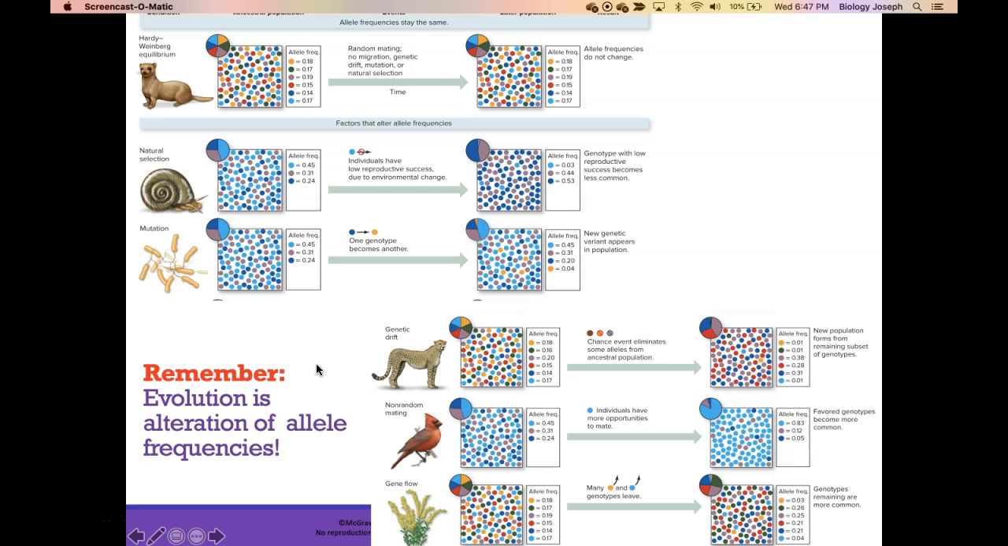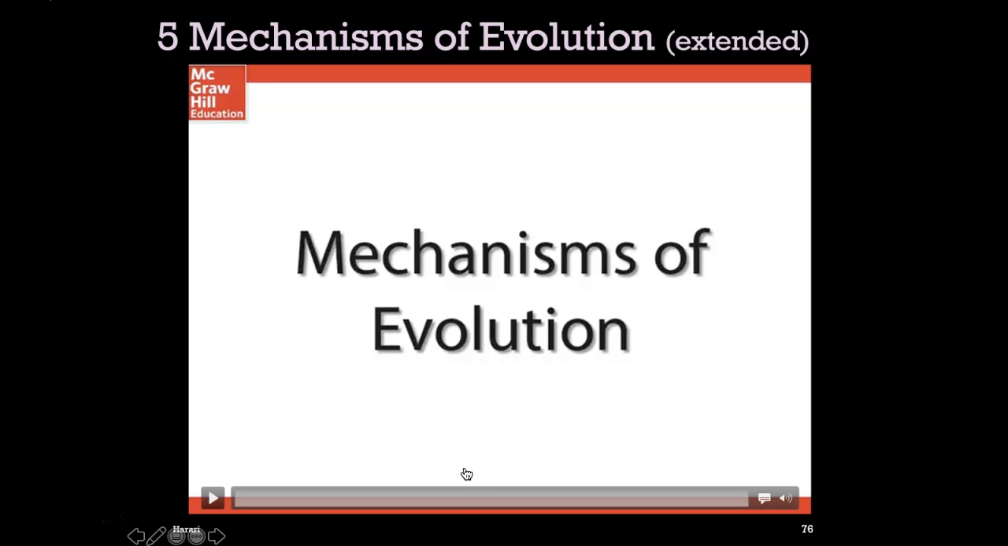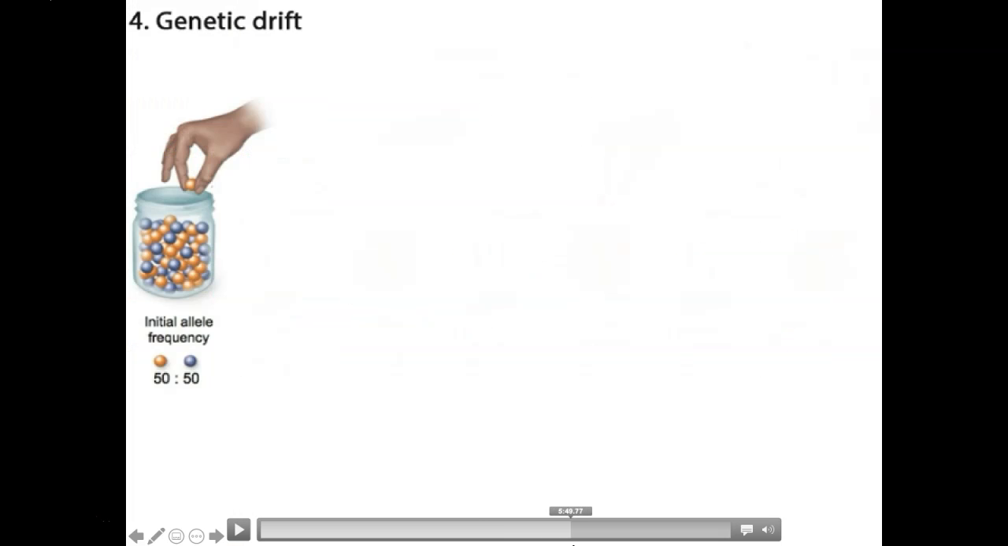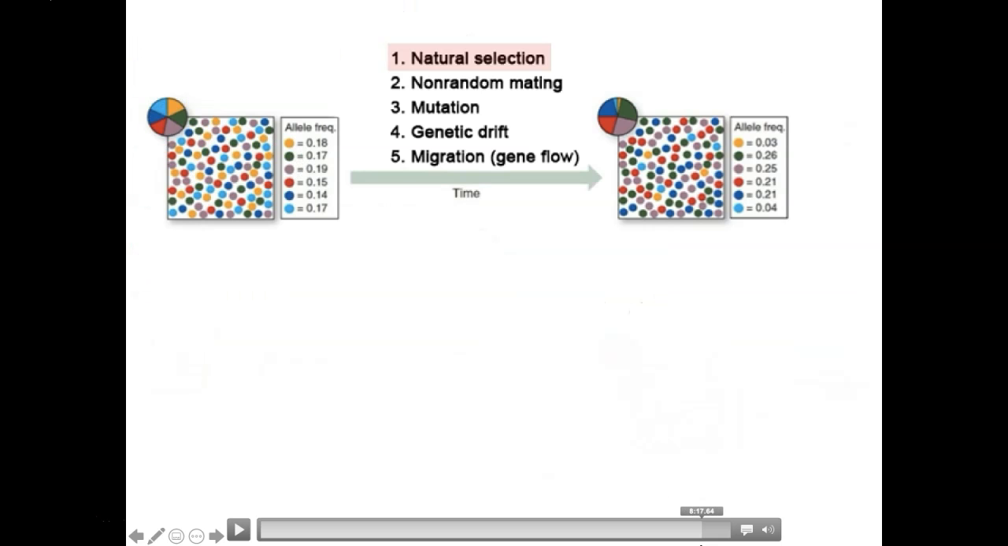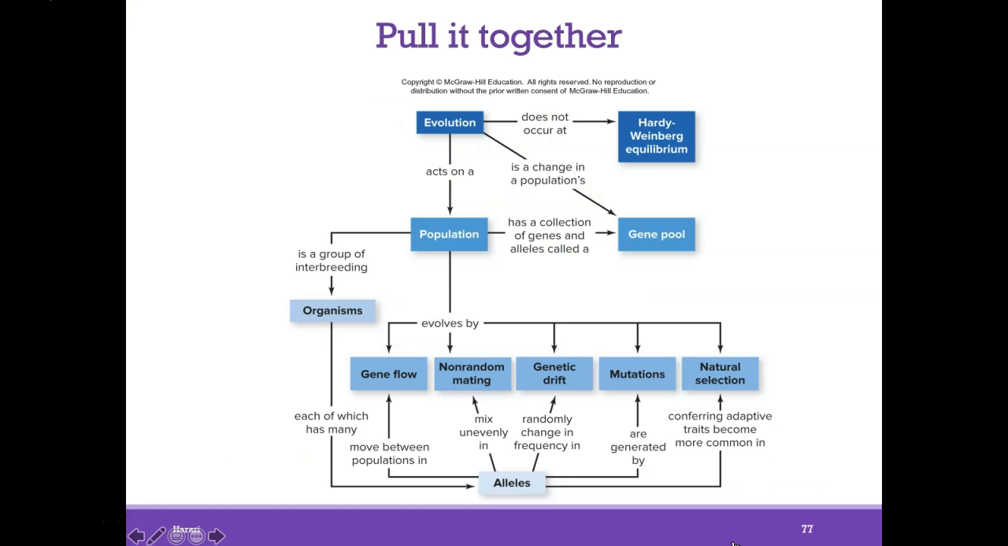So all these taken together are means of changing allele frequencies in populations, which is basically saying these are means of evolution. So I'd like you to finish by watching this extended video on the mechanisms of evolution. It talks about each of the kinds of evolution we spoke about in detail. It's very, very helpful to review this at least a couple times.